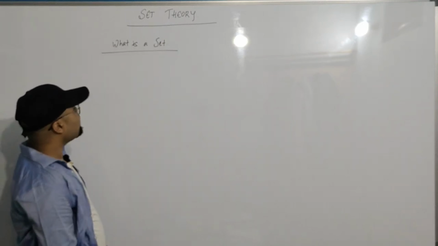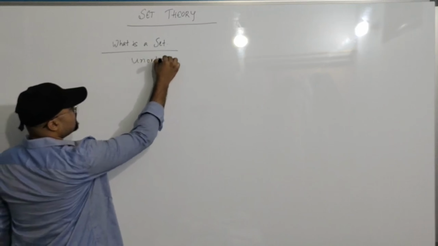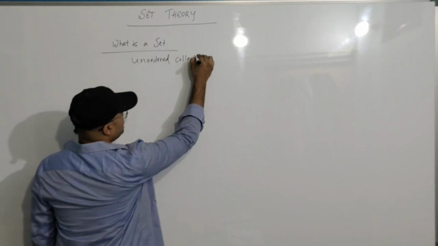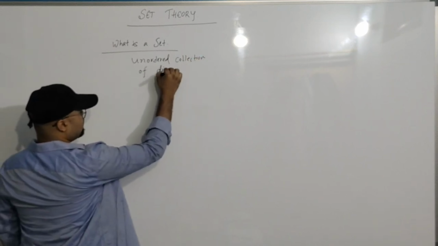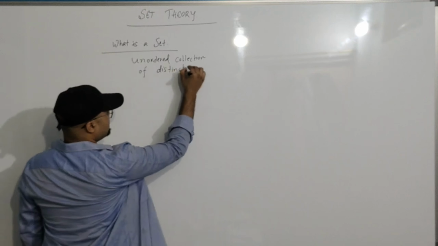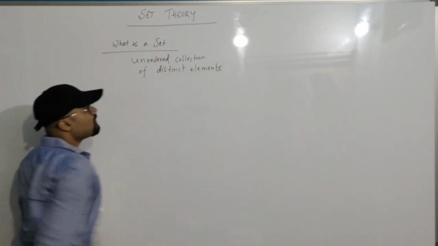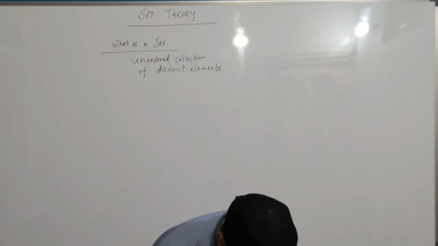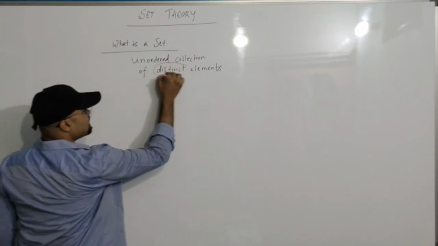So a set is an unordered collection of distinct elements. Unordered collection of distinct elements.